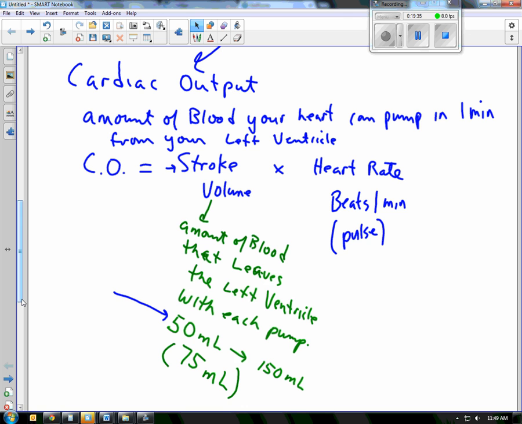And then the other thing that cardiac output depends on is your heart rate. So obviously the more beats per minute, the more blood is going to be leaving your left ventricle. So as your heart rate increases, your cardiac output will increase.